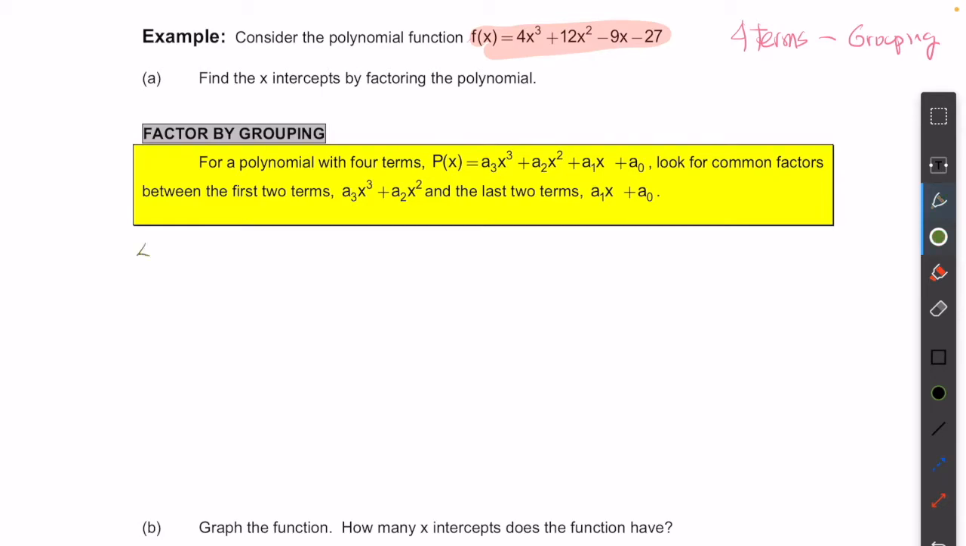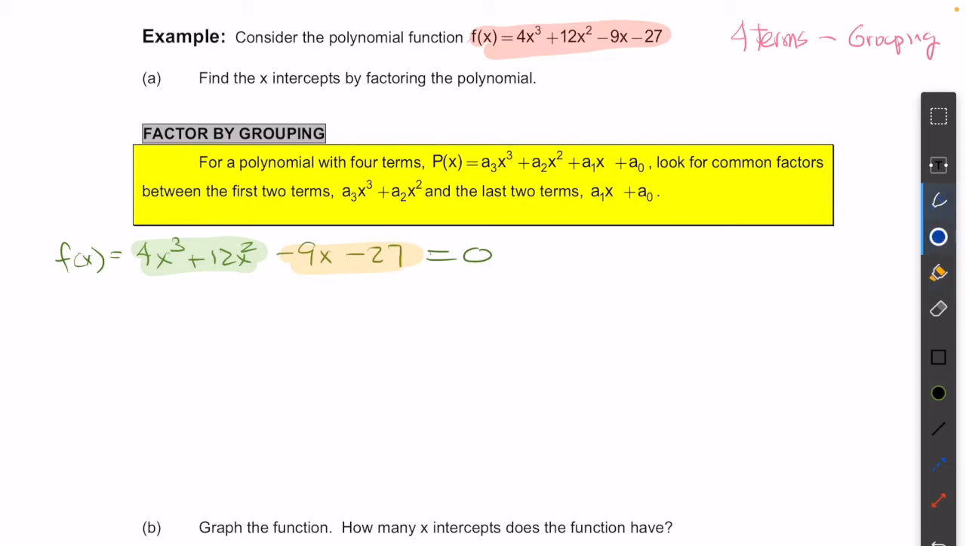So again, we're going to take our function, 4x cubed plus 12x squared minus 9x minus 27, set that equal to 0, and then group the terms as the first 2 and the last 2. We're grouping the 4 terms into 2 sets of 2.